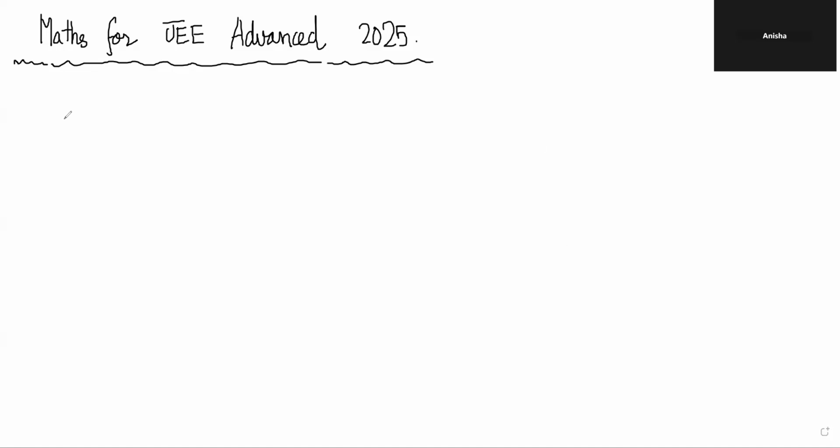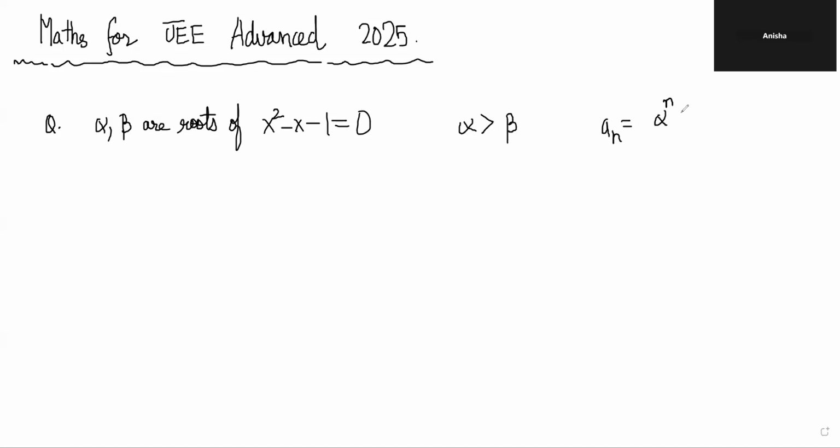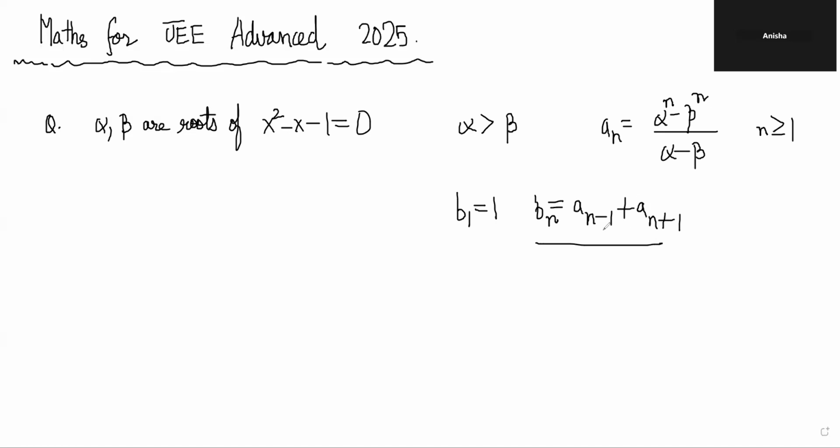I just solved it. The first one was basically: alpha and beta are roots of x squared minus x minus 1 equal to 0, and alpha was greater than beta, and they had defined a thing called a_n, which is (alpha^n minus beta^n) by (alpha minus beta). They had also given some b's: b1 is 1 and b_n is a_(n-1) plus a_(n+1) for n greater than or equal to 2.